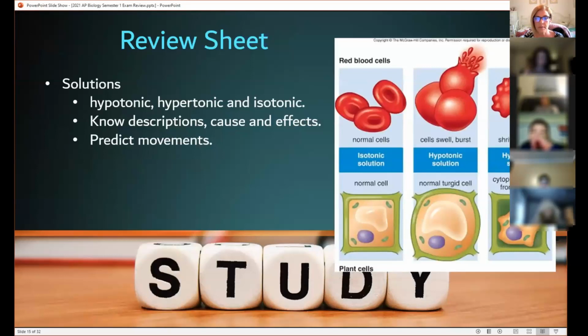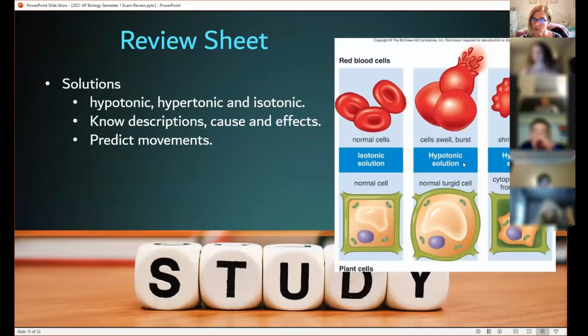So solutions, remember, okay, hypo, hyper, and iso, you're going to have a number of questions about these. You should be able to recognize the description, like hypertonic has a high amount of solute, hypotonic has a low amount of solute. Be able to recognize the cause and the effect. Hypertonic is going to cause cells to plasmolyze or shrivel. That's the effect. The cause is that movement of water from its high to its low concentration. So the hypertonic solution attracts water, so water will leave the cell. And the opposite is true of hypotonic.